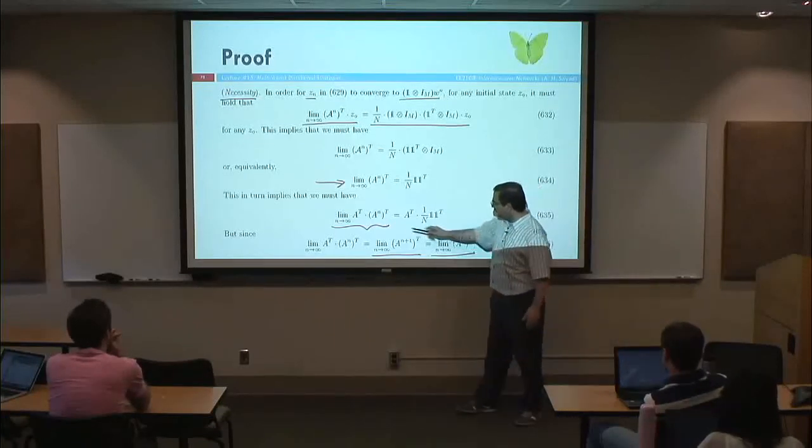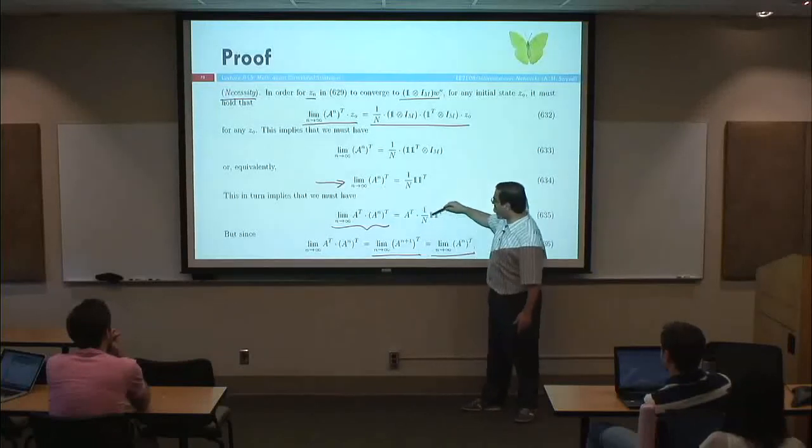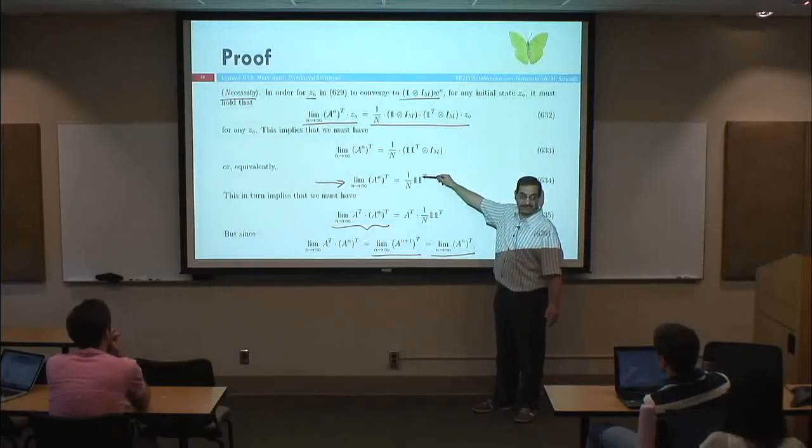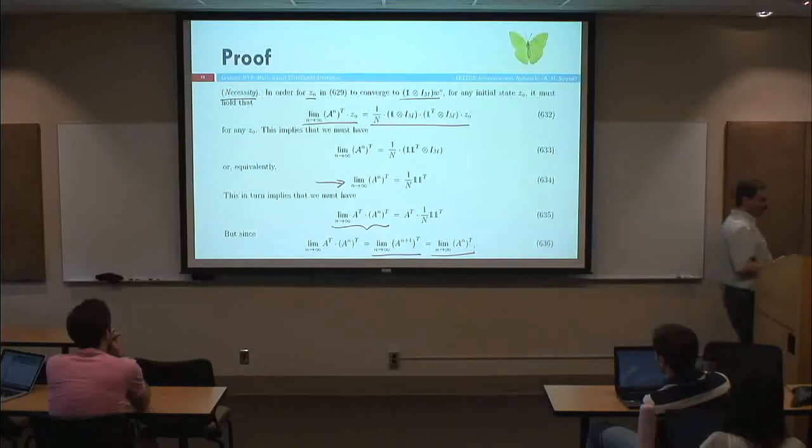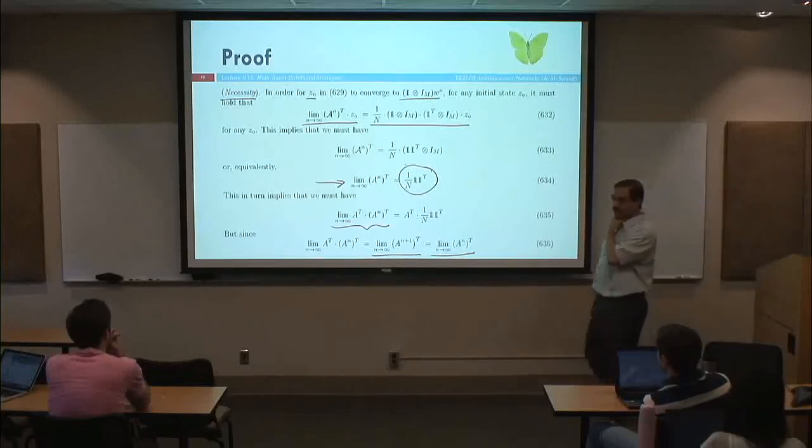So, this limit is the same as that. Therefore, this has to be the same as that. Therefore, A transpose times 1 over n 1 1 transpose has to be equal to 1 over n 1 1 transpose, correct?